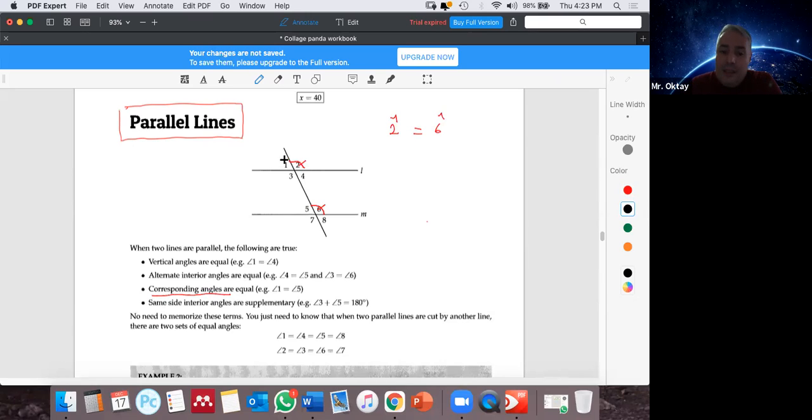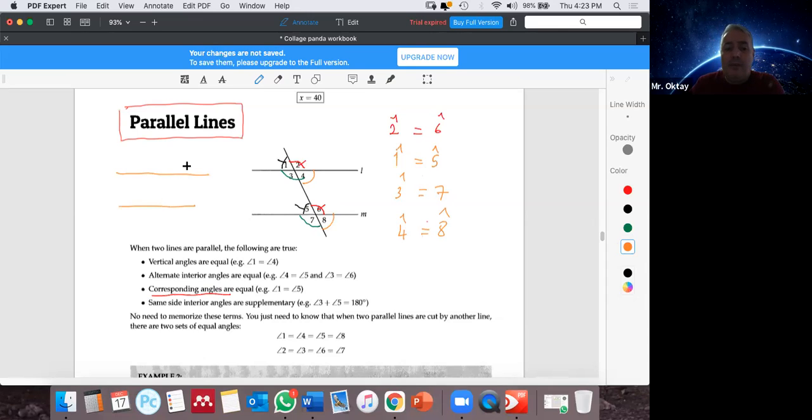Similarly, angle 1 and angle 5 are corresponding angles. Similarly, angle 3 and angle 7, corresponding angles. Similarly, angle 4 and angle 8, corresponding angles. So 2 with 6, 1 with 5, 3 with 7, and 4 with 8. These are corresponding angles. It's so simple.